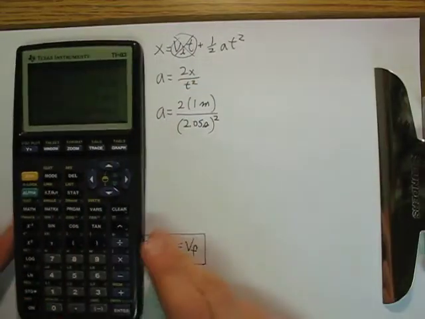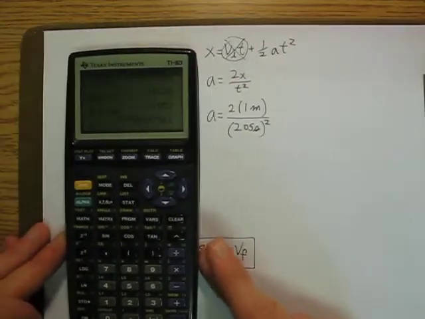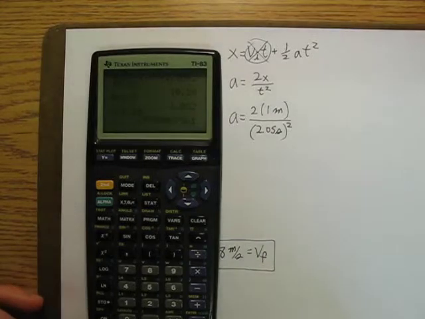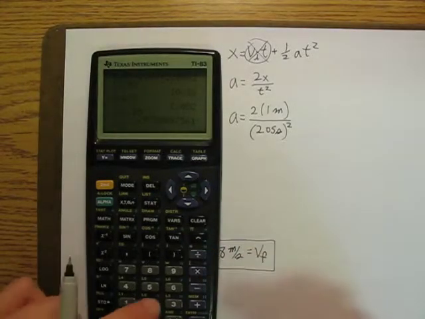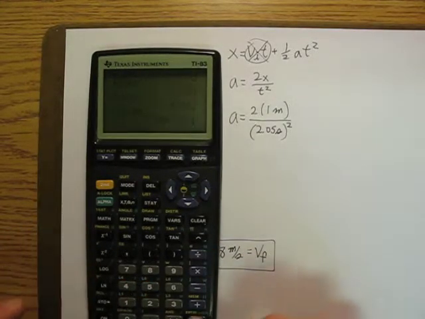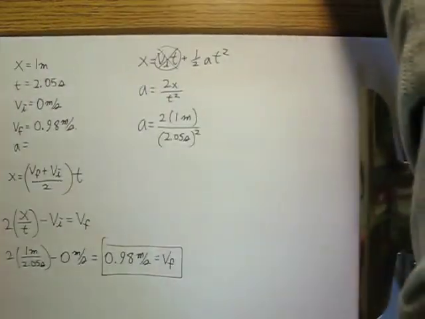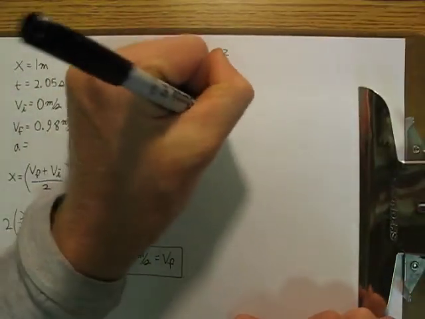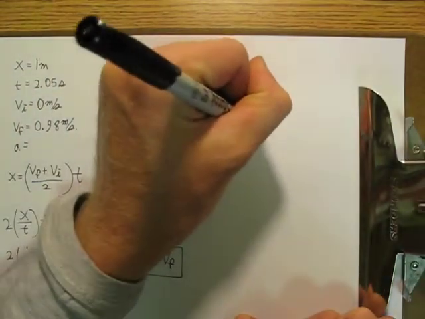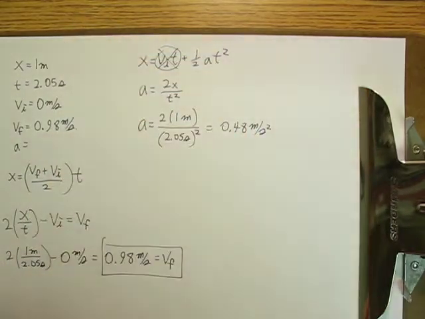So my acceleration should be 2 divided by 2.05 squared. I get 0.48 meters per second squared. 0.48 meters per second squared.